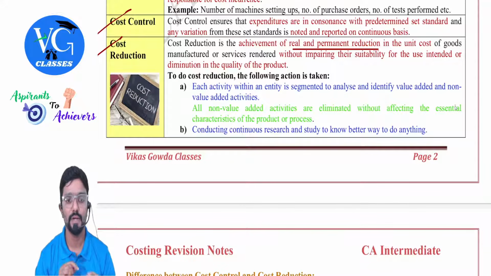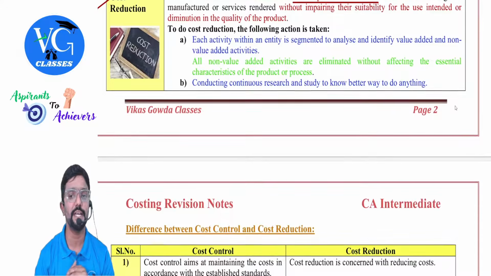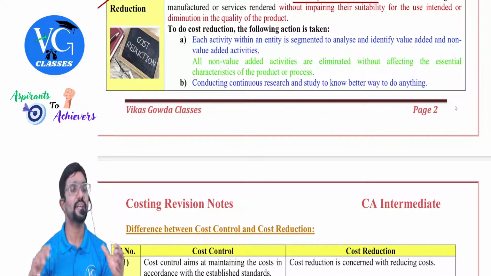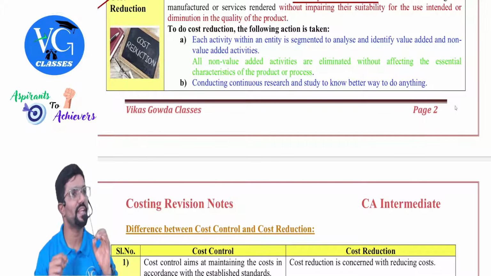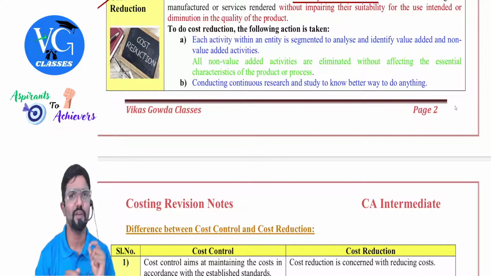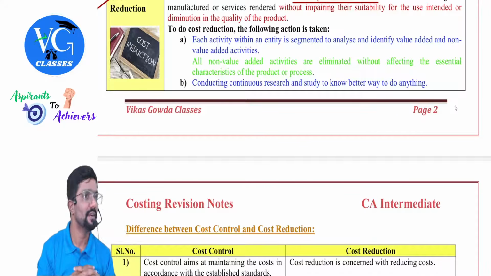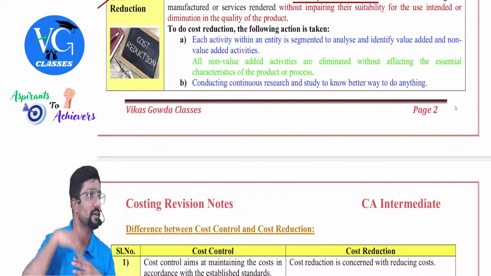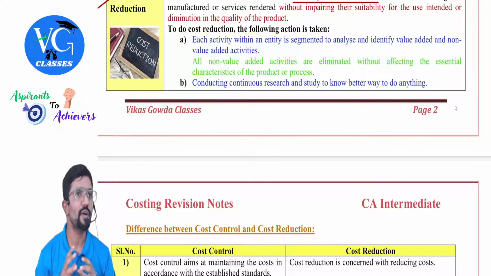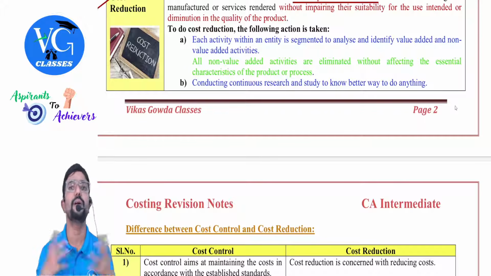Yes. So, conducting continuous research and study to know better way to do anything. This is very important. Any company, okay, especially the technology-based companies and all, they will have a R&D team. They will always be finding the ways. Sir, how can I do the same thing in a different way? Or how will I come out with a new product or new service? Okay, if you are not updated, you will become outdated.